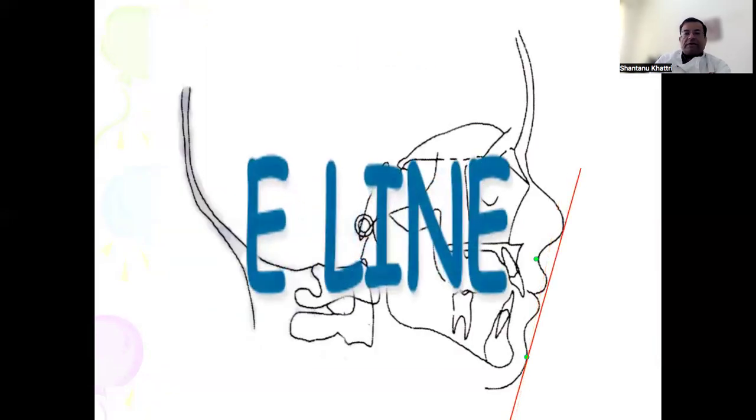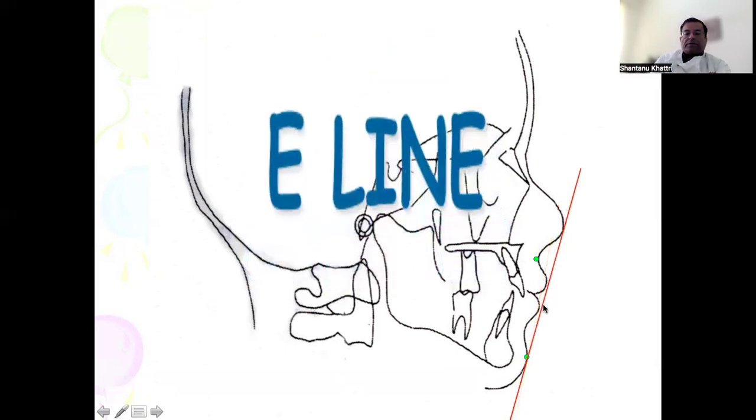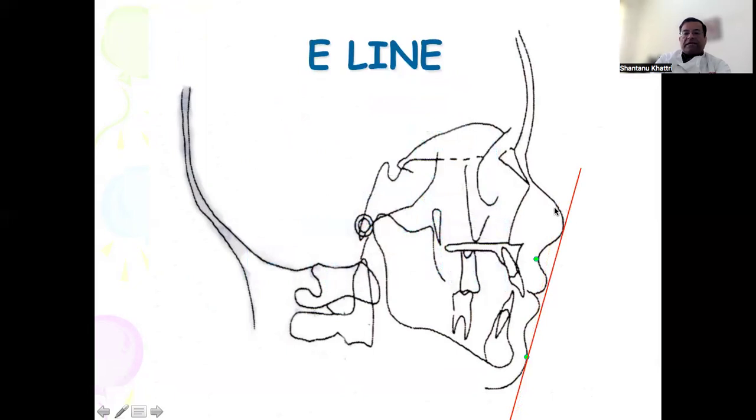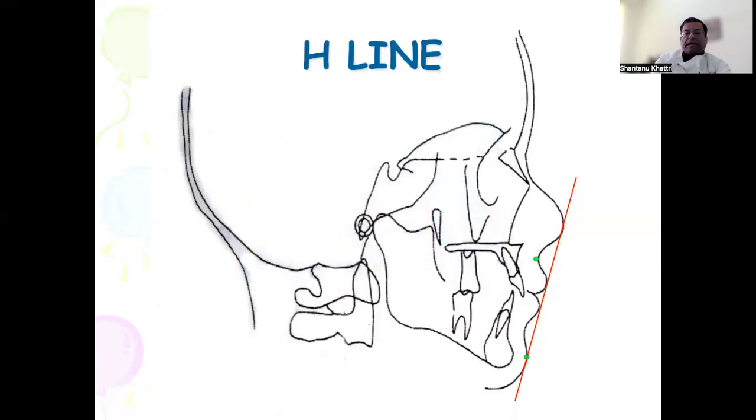There are certain landmarks. First is the S line. It is drawn from the curvature of the nose to the tip of the chin, and you see the distance of the upper lip and the lower lip. Similarly, the E line, that is the aesthetic line, is drawn from the tip of the nose to the tip of the chin, and you see the position of the upper and lower lip. H line is also drawn from the tip of the nose, which touches the lower lip.